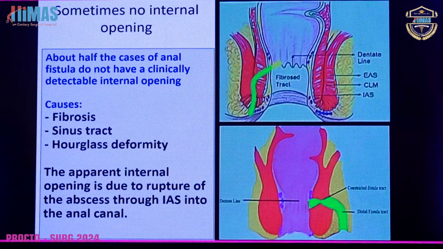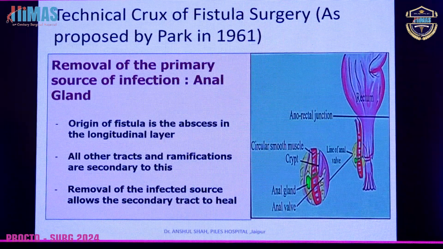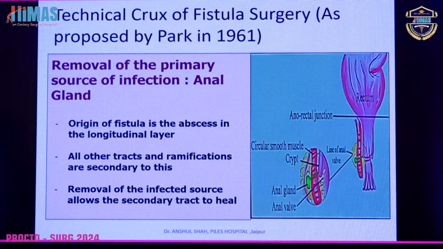Also at times, when you are doing fistula surgeries, you can't find any internal opening, because at times there is fibrosis, at times there is a sinus tract, and at times there is hourglass deformity, as you can see over here. At times, because of the fibrosis, the dye will not come inside. So at those times you will not be able to remove the offending gland, so it is better to go with the outside-in approach and remove the whole tract completely. This is the technical crux of fistula surgery as proposed by Park. You have to remove the primary source of infection, that is the anal gland, which lies over here.